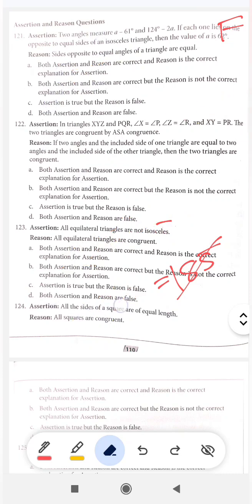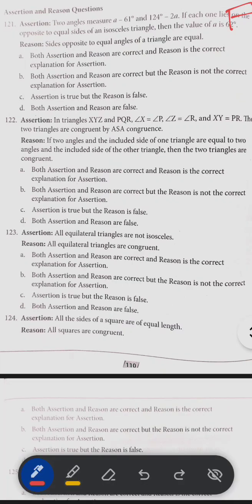Okay, now come to the next part. If any background noise is coming out, please ignore that one. Reason: sides opposite to equal angles of a triangle are equal. Equal angles, they are opposite sides. According to the rule, it should be the previous one. Okay, so this one is also false. We will take, both assertion and reason are false.